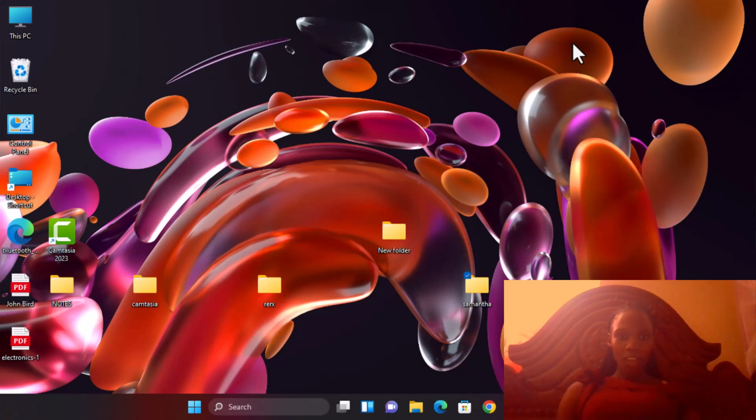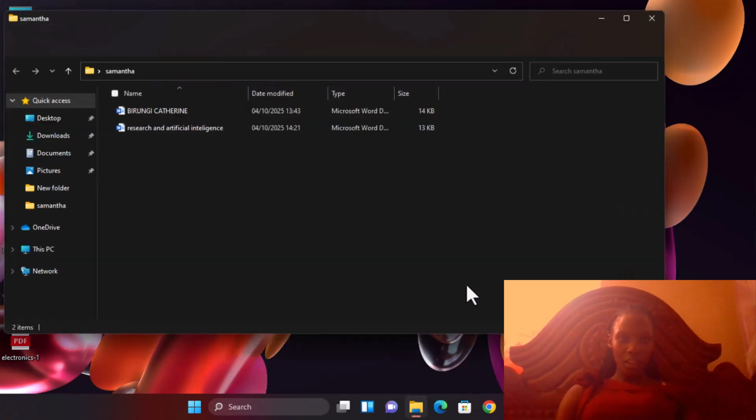Our discussion today is going to be about introduction to computers. So I would wish to share some notes with you. Let me first get my notes from my folder. As we discuss, we share.